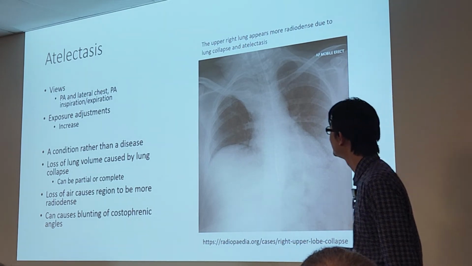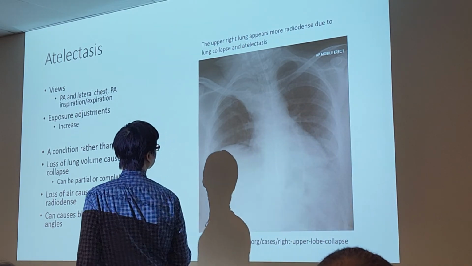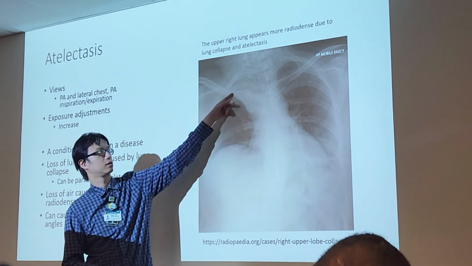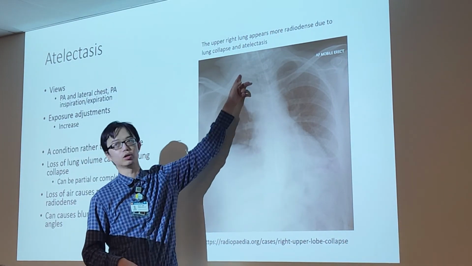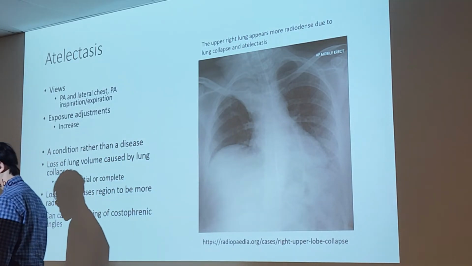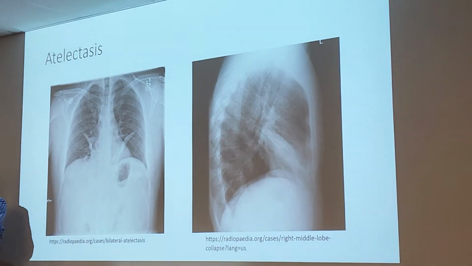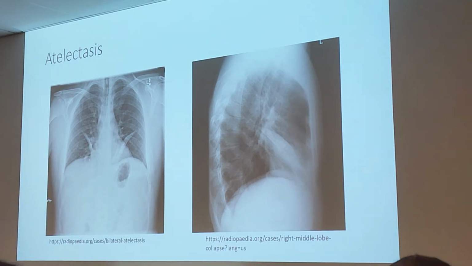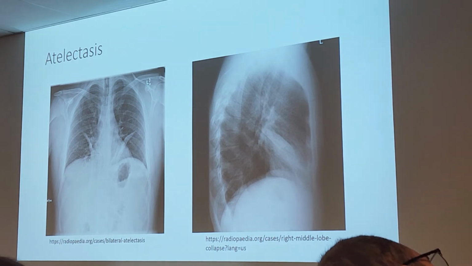The more dense, the whiter it will be. So as you can see, right, the lung has kind of like shrunk down to this region here. This entire upper lobe is gone. Okay, some other examples. Okay, over here on the left picture, do you see the area of atelectasis?